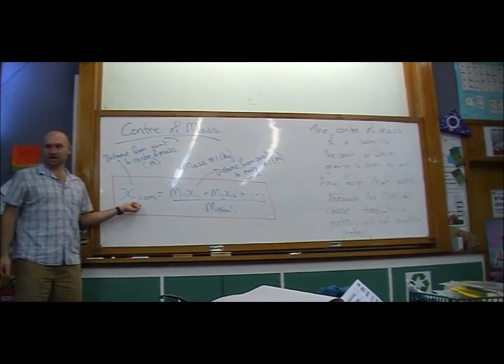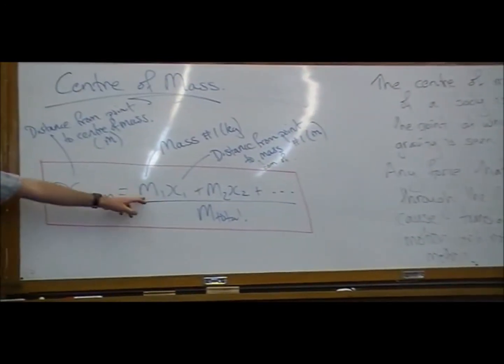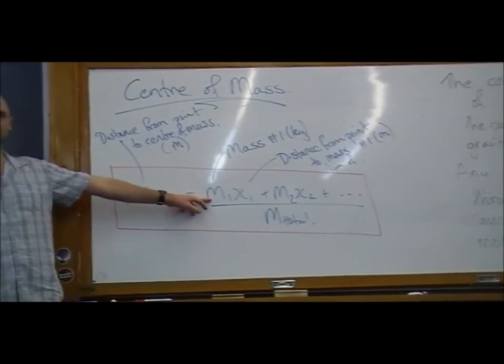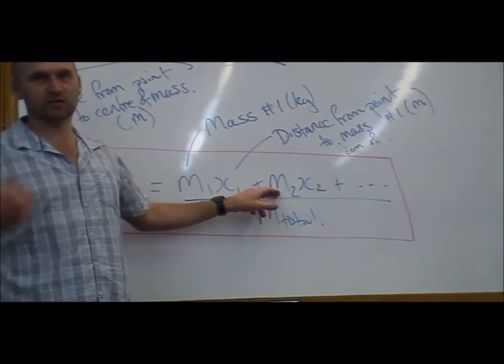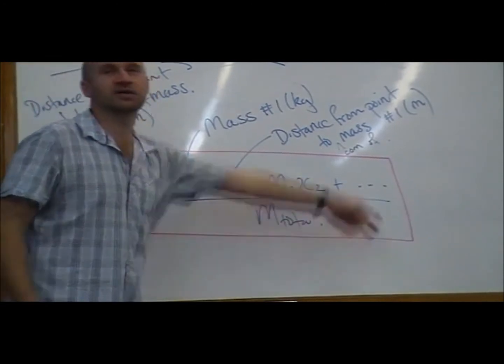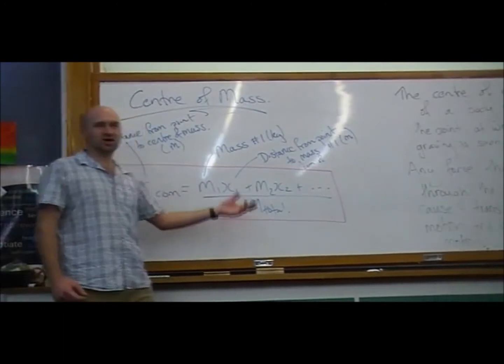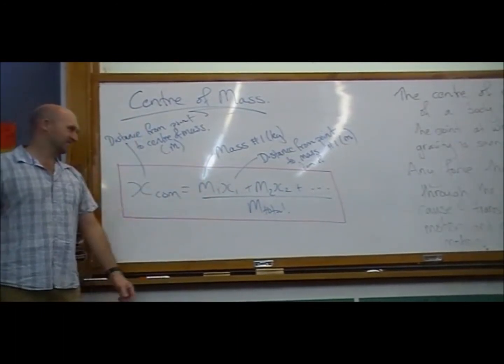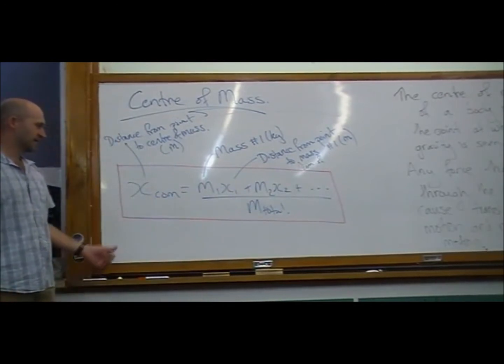And so how do we work out the centre of mass? There's an equation: x centre of mass, the distance to the centre of mass, is mass 1 times the distance from whatever point you've chosen to that first mass, plus mass 2 times the distance from whatever point you've chosen to the second mass, and you go on for as many different masses as you want, over the total mass. So you're kind of averaging the distance to mass.